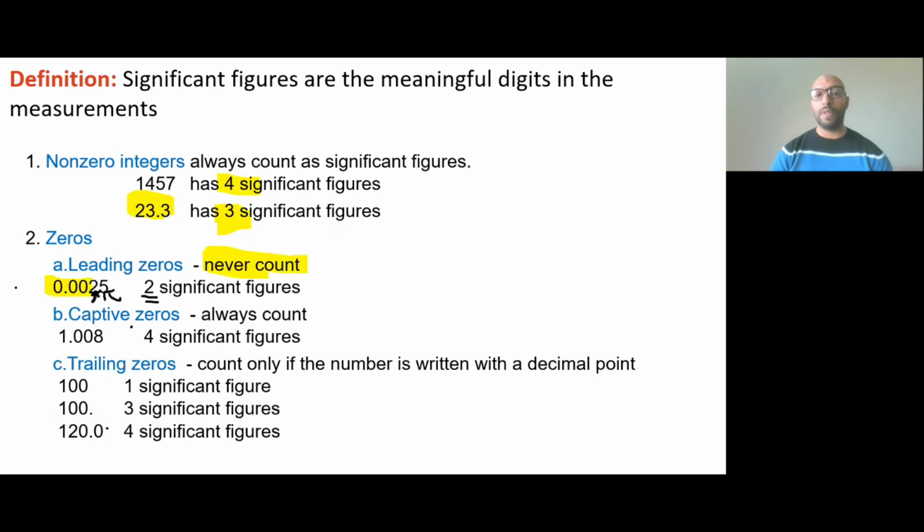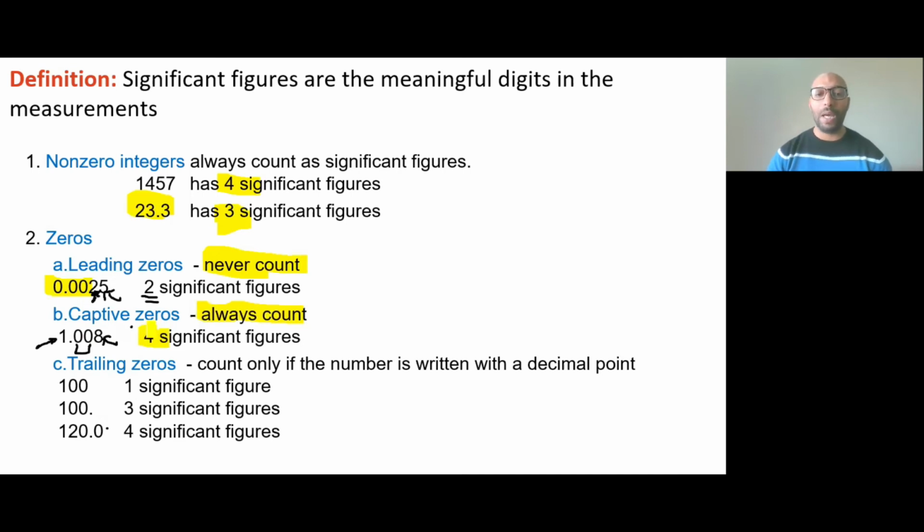The second type of the zero is the captive zero. Captive zero is the zero located between the digits of the number. You can see here that 1 is a non-zero integer. 8 is a non-zero integer. Between them, there are 2 zeros. So the captive zero is always counted as a significant figure. So how many significant figures in this number? We will count all the integers. 1, 2, 3, 4, and we have 4 significant figures.